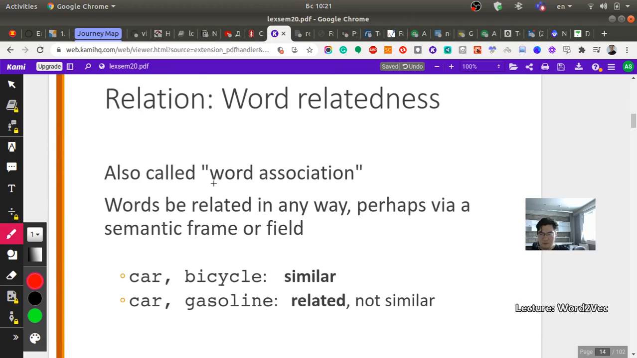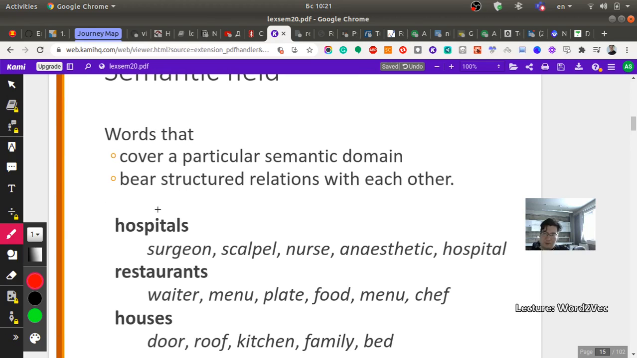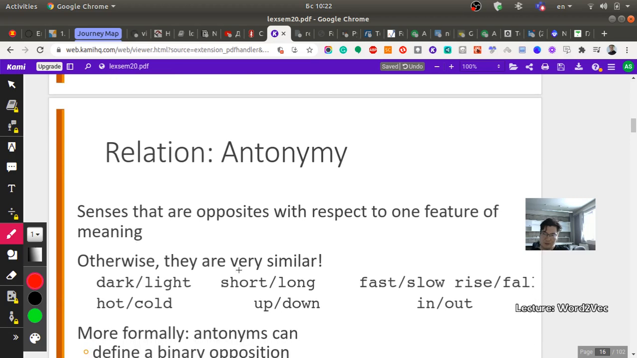There is also word relatedness, or word association. Car and bicycle are similar. Car and gasoline are related, not similar. Gasoline and car are mostly related, etc. Then there is the semantic field. For hospitals, you can see these words: scalpel, nurse, anesthetic, hospital, surgeon, etc.